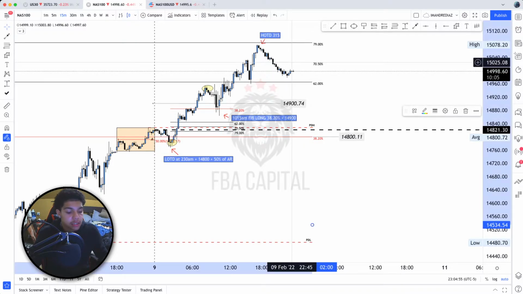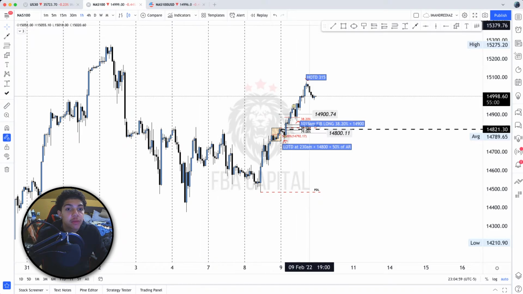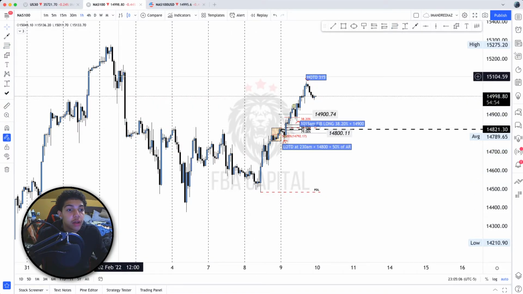Now this isn't a clean setup, so personally I'm not going to have that drawn out. So what I'm going to do, I'm going to go back to that hour time frame, and I'm going to look at it from this perspective. Let's see if I pull my fib from this low to this high. That also didn't work out. So now we're just looking at this as a potential order block.